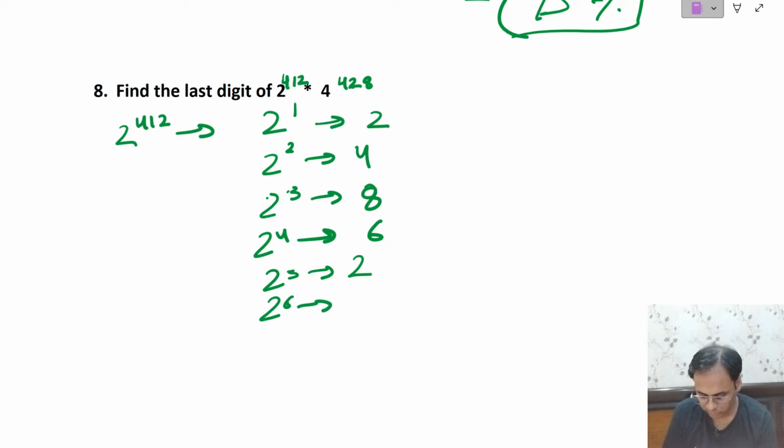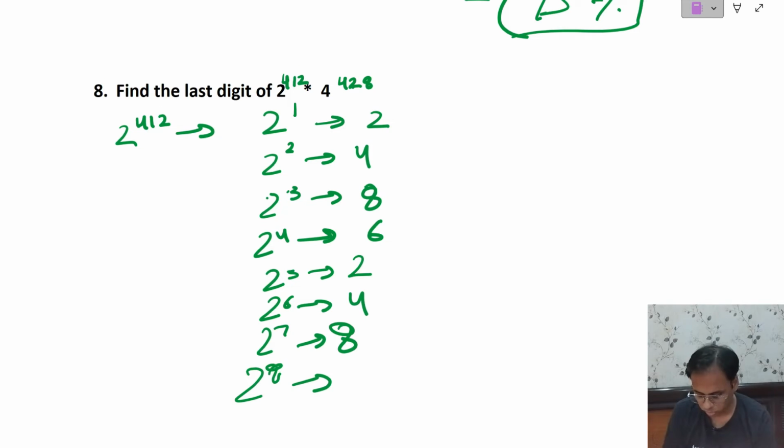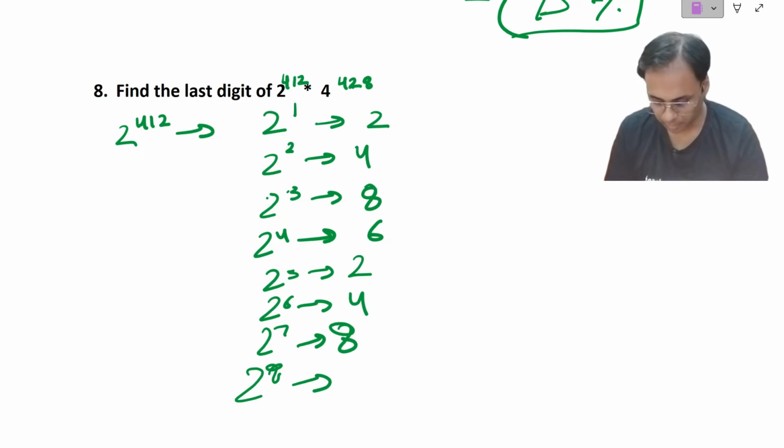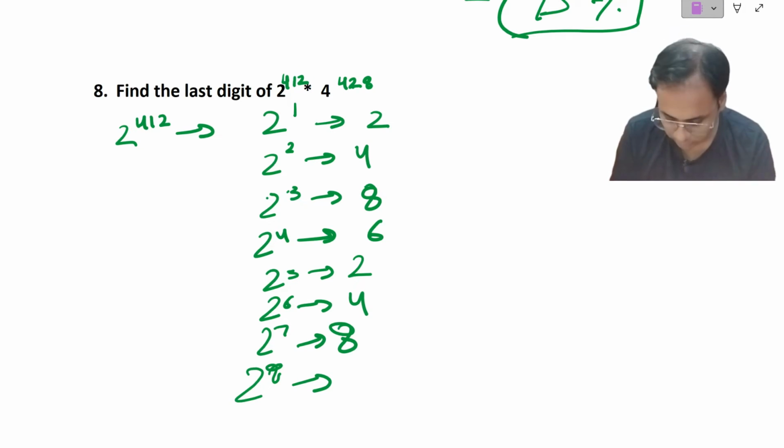2 raised to the power 6, it is 64, so last digit is 4. 2 raised to the power 7. What is the last digit? It is 128, so last digit is 8. 2 raised to the power 8. What is 2 raised to the power 8? It is 256. Okay, so the last digit is 6.